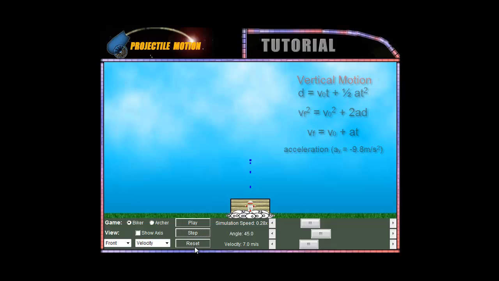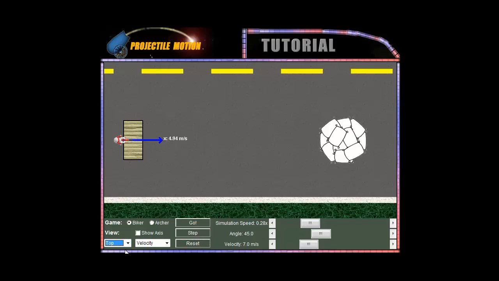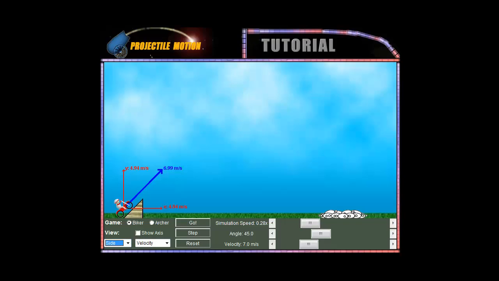Now the thing is, this is actually projectile motion. So let me hit reset and show you exactly what happened. This is actually the front view of our motorcycle. Originally we had the top view of our motorcycle, but if I look at it from the side, this is the exact same motion that we just witnessed from the side view.